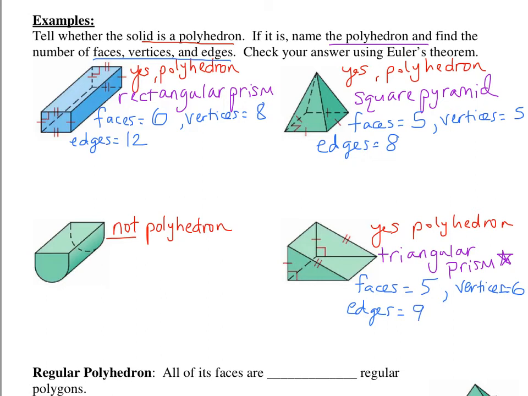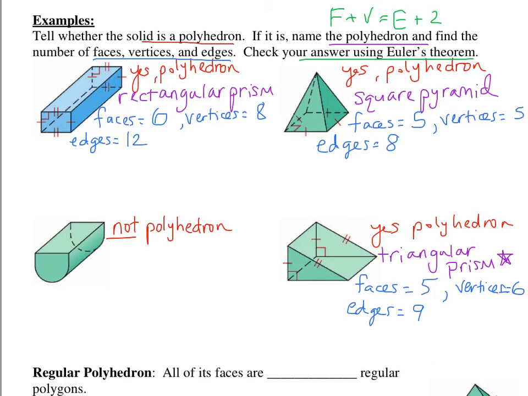So lastly, we need to check our answer using Euler's theorem. Remember his theorem from the front side of your paper or the previous slide. We have F plus V equals E plus 2. So now we're going to take each of our numbers and plug that in there and just check to see if the left side is equal to the right. That will verify that our answers in blue are correct.